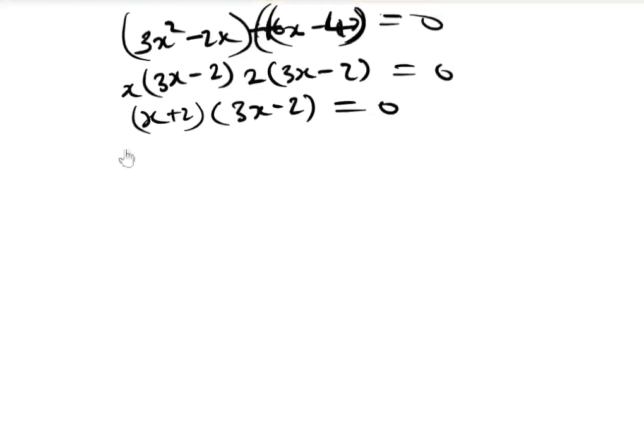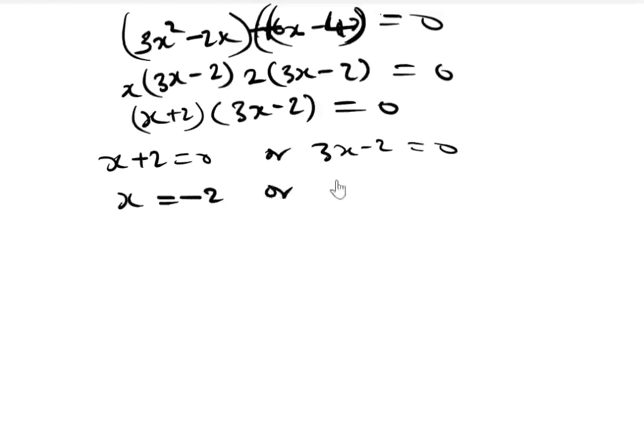Therefore, x plus 2 is equal to 0, or 3x minus 2 is equal to 0. For x plus 2, x here is minus 2, or x should be equal to 2 divided by 3. We have to solve further to determine the point at which it attains a maximum. For a maximum value, d²y/dx² is less than 0. Therefore, we have to solve for d²y/dx².